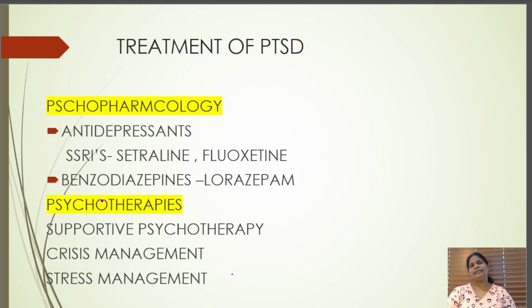Coming to treatment of PTSD. One aspect is psychopharmacology, where we treat the person with antidepressants, and under antidepressants, we are going to treat them with SSRIs. You know, SSRIs means selective serotonin reuptake inhibitors. We have discussed SSRIs in detail while discussing antidepressants. So what is the action of these drugs? They try to increase the level of serotonin at the synapse. Under this category we have sertraline and fluoxetine.